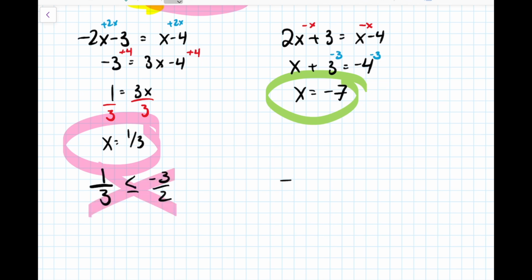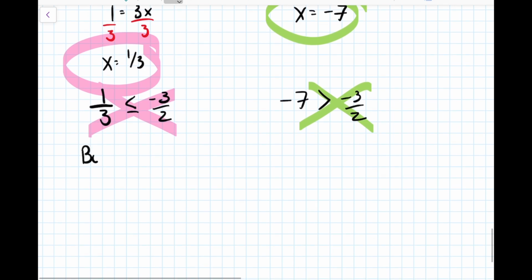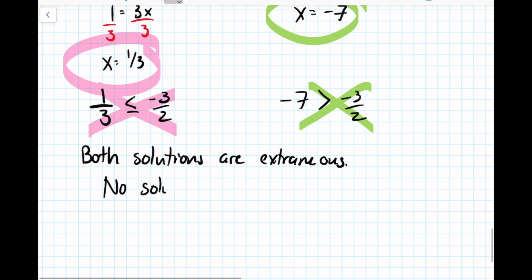And same thing for case 2. -7 is supposed to be bigger than -3/2, but it's not. So that one also gets rejected without us having to even properly check it. And so because both of those failed, both of our solutions are extraneous. And we have no solution to this equation, which can happen, right? That's the thing.